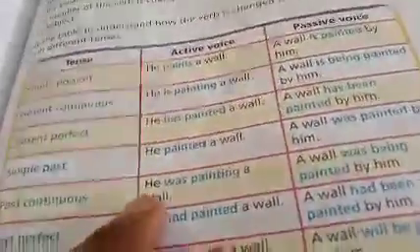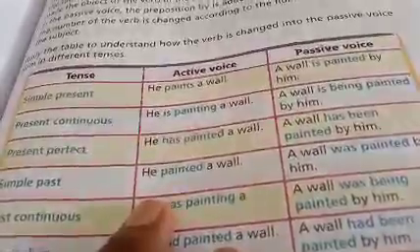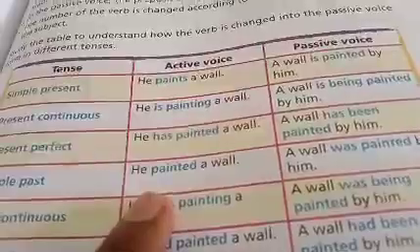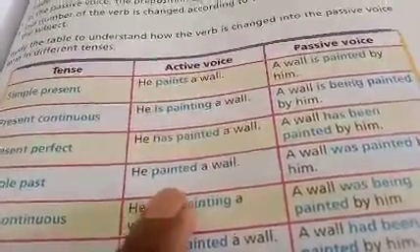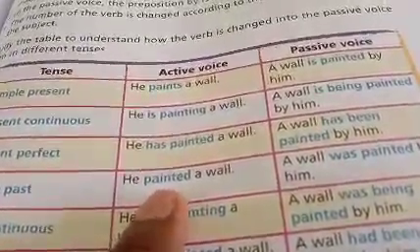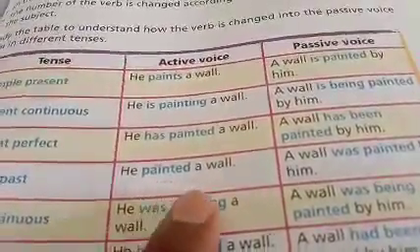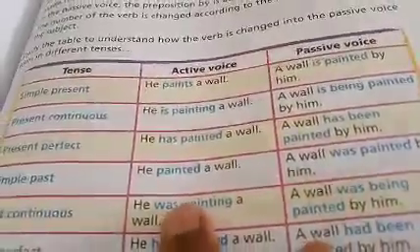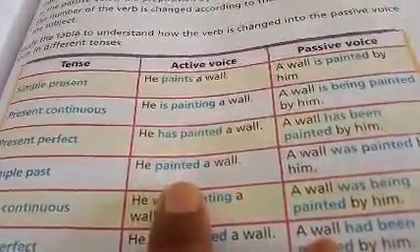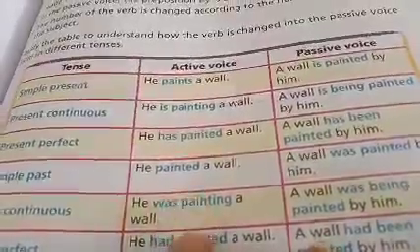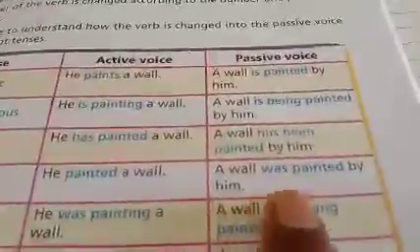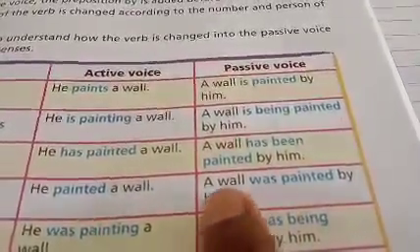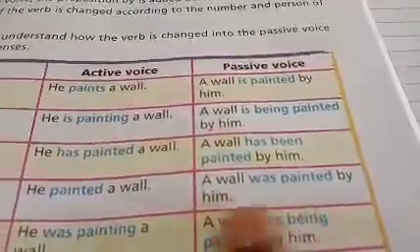Okay, now simple past. For simple past, you see, the same sentence is here. Here he painted a wall. You see here, this is the second form of the verb. He painted a wall, and when you change it in passive voice, you see a wall, and to simple past you have to convert it into simple past continuous. And in past continuous, the helping verb is was and were. So a wall was, according to the sentence, it is singular, so was: a wall was painted by him.